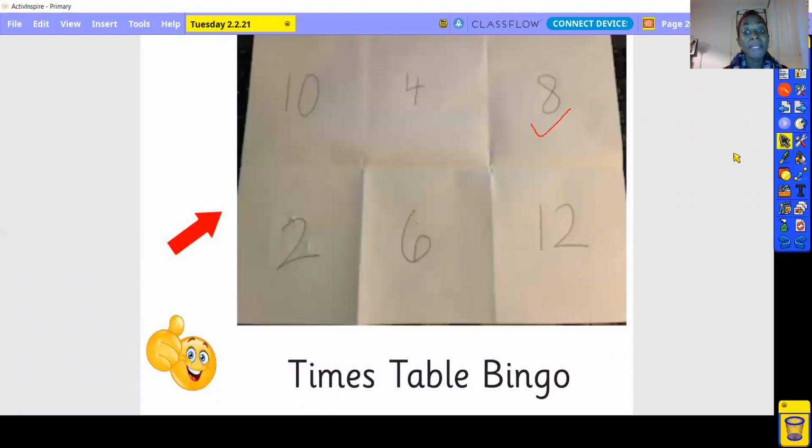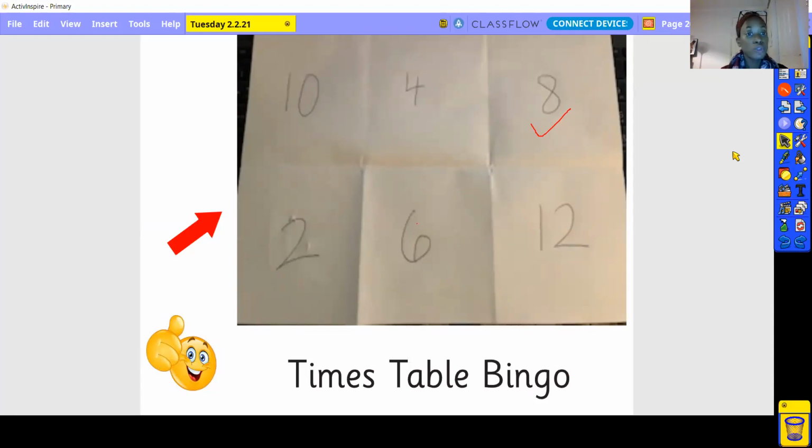And finally, good old times table bingo. That's where we literally just have a piece of A4 paper, try and fold it to get six boxes, or draw lines down it to get yourself 6 boxes. And if you are doing the 2 times table, for example, have your child put down the answers they already know from the 2 times table. For example, you can see I've got 10, 4, 8, 12, 6 and 2. These are all answers within the 2 times table.